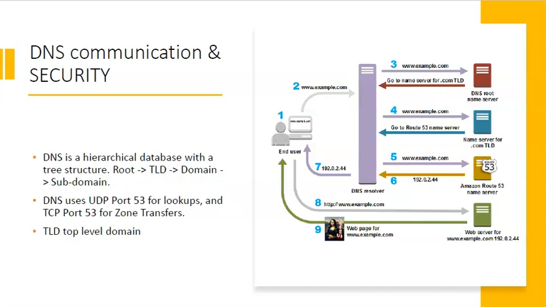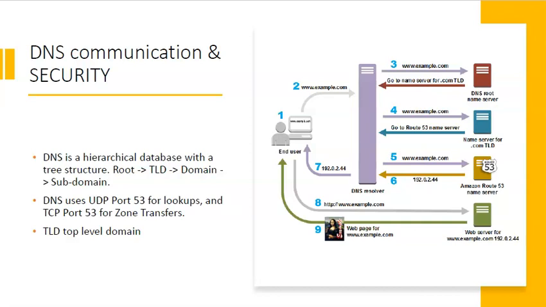Okay, so that's why we can say that we will have a root at the top, then TLD. TLD means top level domains. Below those we have domains, and then we have subdomains. TLD here means .com, .in, .sg. All these are top level domains. So we can say DNS is making a hierarchical database with a tree-like structure.